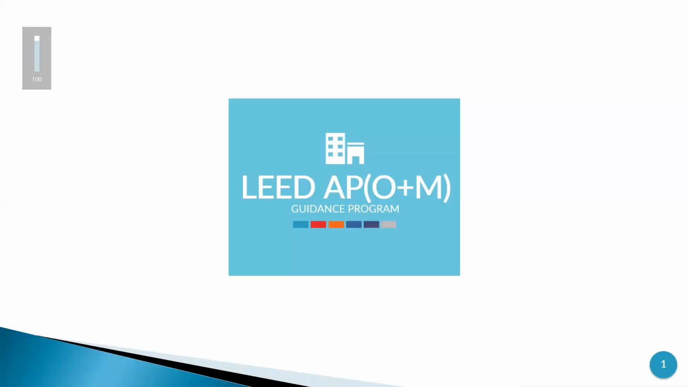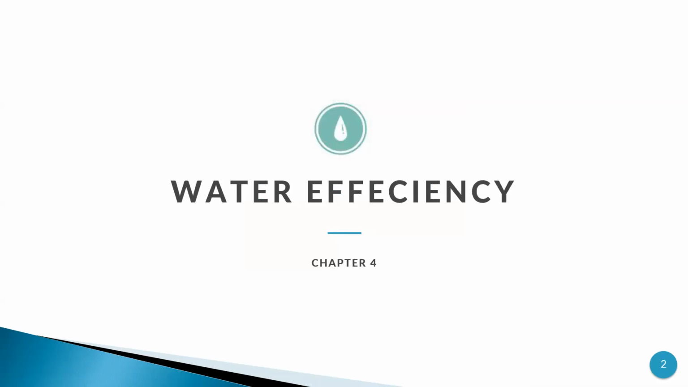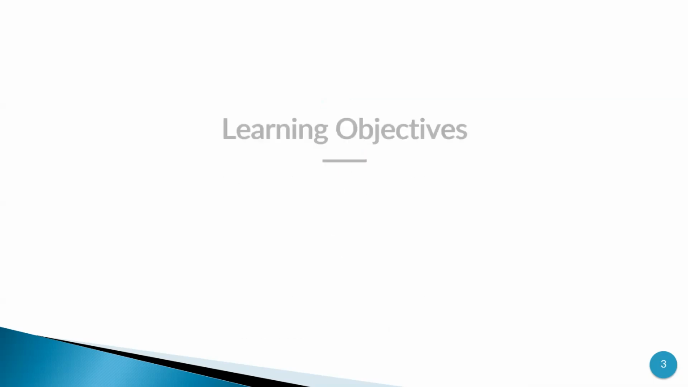We are starting with the next chapter, that is water efficiency. If we recap from the beginning, the first chapter is about introduction to LEED AP O&M. The second chapter is about alternative transportation and location and transportation. Chapter 3 is about sustainable sites. Now we are in chapter 4 about water efficiency.